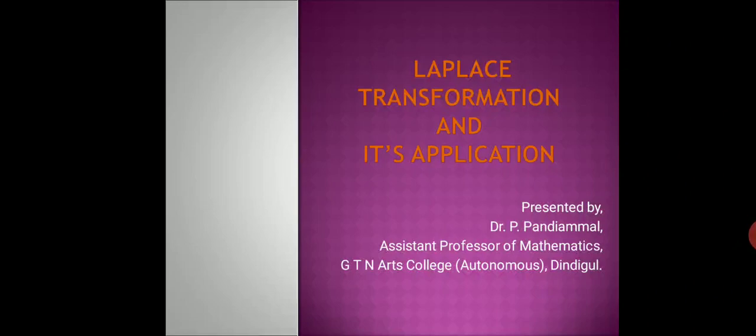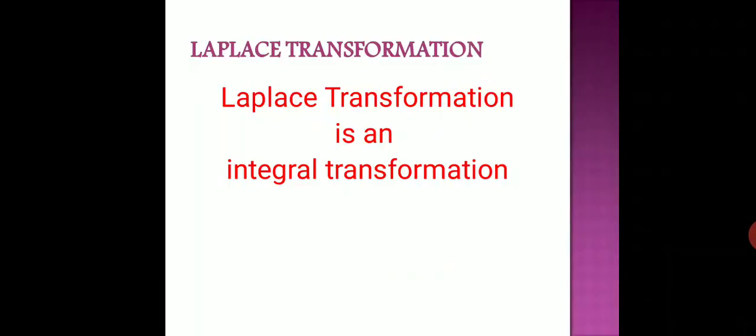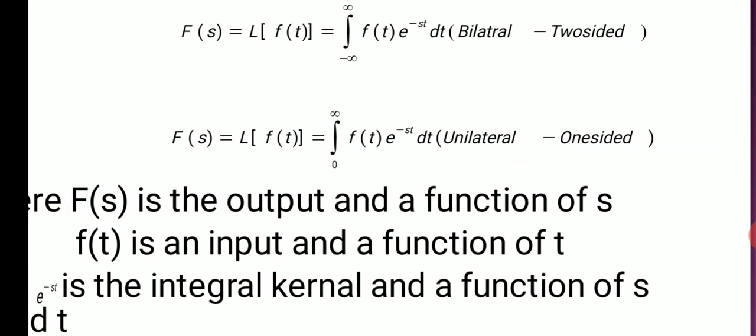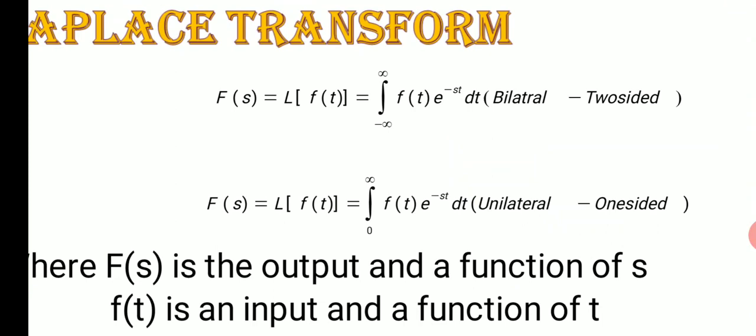Laplace transformation is an integral transformation. Now the Laplace transformation formula. What is the definition of Laplace transformation? Capital F of s is equal to L of f of t, which is the integral from minus infinity to infinity of f of t into e power minus st into dt. This is the bilateral form.